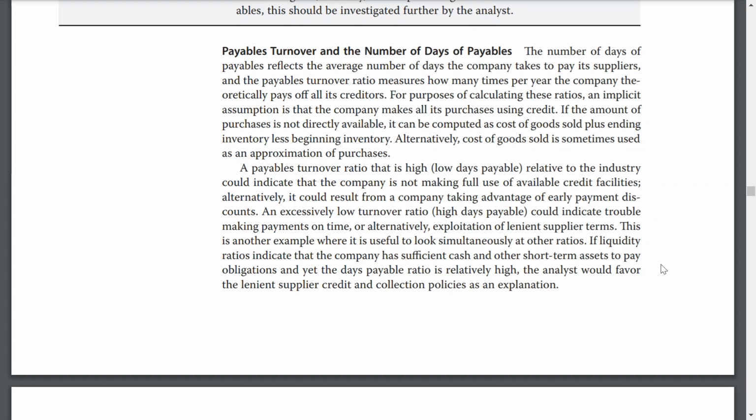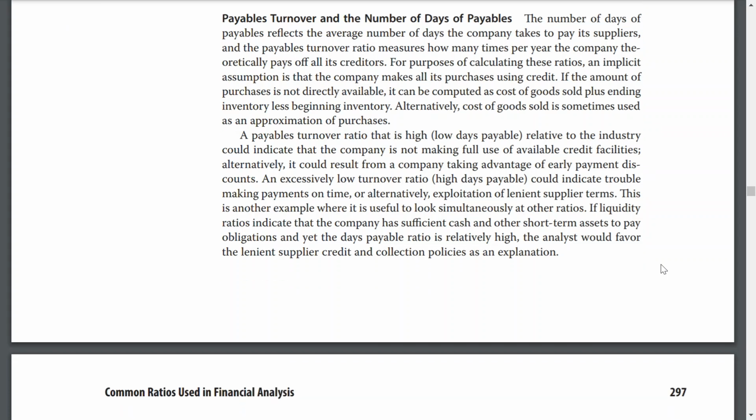This is another example where it is useful to look simultaneously at other ratios. If liquidity ratios indicate that the company has significant cash and other short-term assets to pay obligations, and yet the days payable ratio is relatively high, the analyst would favor lenient supplier credit and collection policies as an explanation.